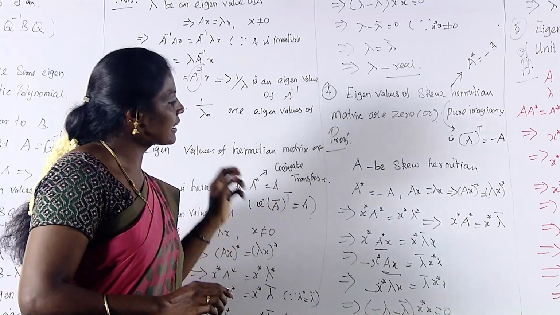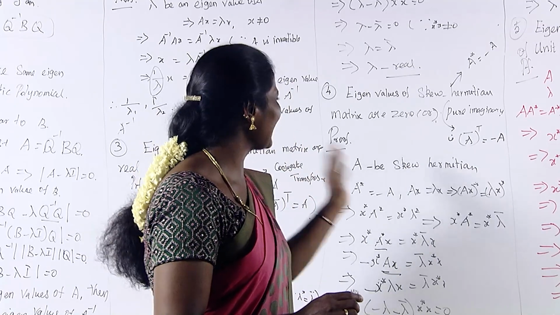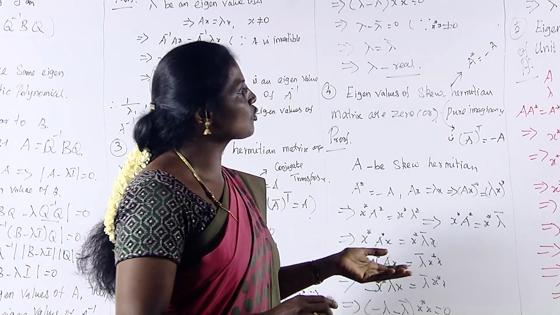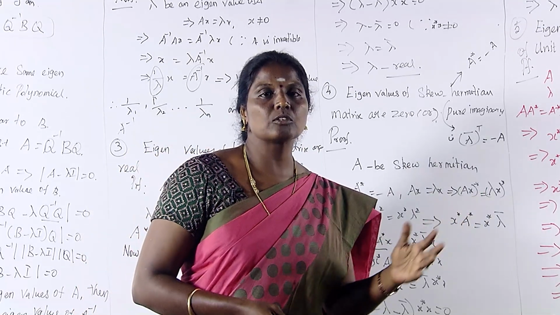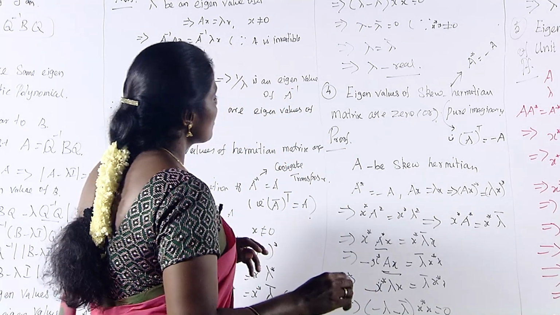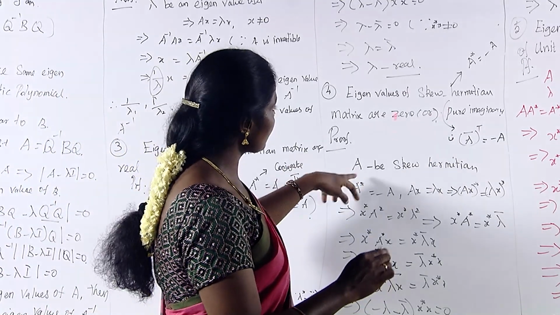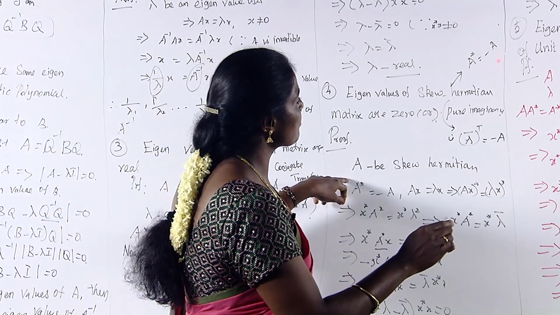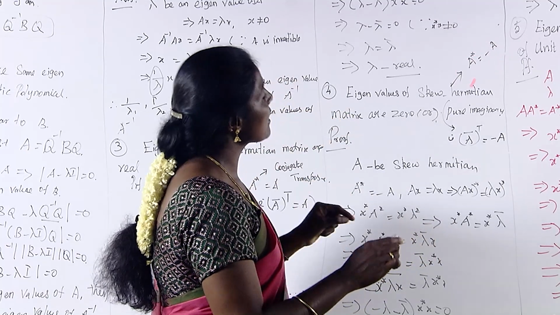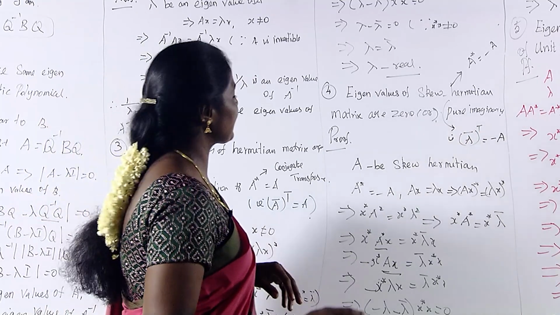So, whenever I take a matrix A that is skew Hermitian, and lambda is an eigenvalue of A, I am going to show that either lambda equal to 0 or lambda is purely imaginary. That is all. Let us start the proof. A be a skew Hermitian matrix. What is a skew Hermitian matrix? A star equal to minus A. What does star indicate? Conjugate transpose. That means A bar transpose equal to minus A.